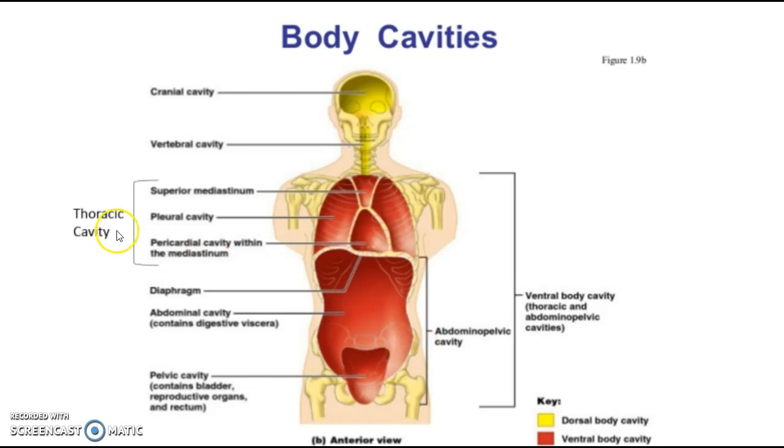Now, what separates the thoracic cavity, the chest, from the abdominopelvic cavity below the chest is a muscle known as the diaphragm. The diaphragm is the muscle that we use to breathe. The muscle pulls down, which draws air in through our mouths and into each lung. We'll talk more about the mechanism of breathing during second semester.